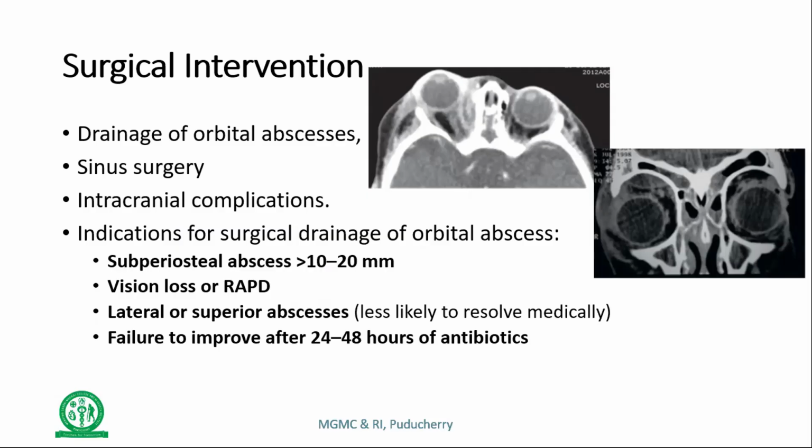So when do we go for surgical intervention? Surgical intervention is needed for drainage of subperiosteal abscess when it is more than 10 mm, when there is rapid vision loss or RAPD, especially in lateral or superior abscess, because it is unlikely to resolve on its own medically. And if you do not see a response to treatment after 24 to 48 hours. Not only for draining the orbital abscess, but to treat the sinus surgery as well as intracranial complications also, we need to surgically intervene. The complications will be dealt in detail by the subsequent speaker.